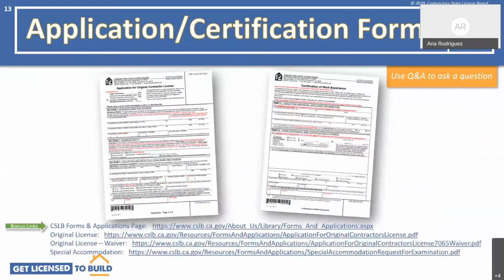Okay, next we're going to take a very quick look at the 2 forms that you're going to need. On the left is the license application. On the right is the certification of work experience. You can get these forms on the CSLB website. There is a link at the bottom of the page, so be sure to download the presentation. We'll give you a closer look at the different sections on each of these forms a little bit later.